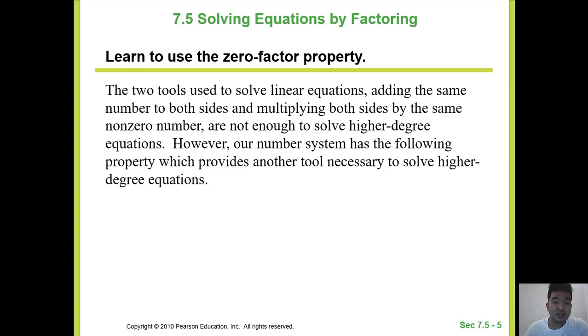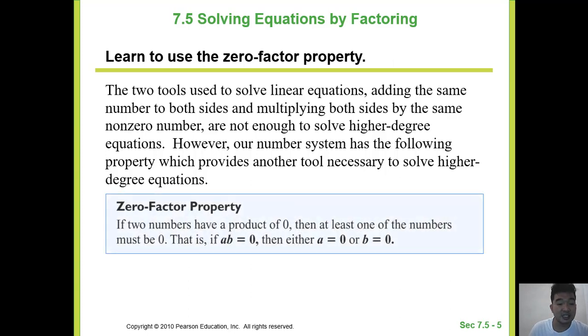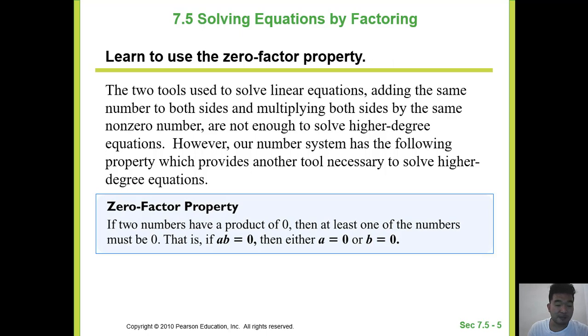The two tools used to solve linear equations, adding the same number to both sides and multiplying both sides by the same non-zero number, are not enough to solve higher degree equations. However, our number system has the following property, which provides another tool necessary to solve higher degree equations, and that is the zero factor property. If two numbers have a product of 0, then at least one of the numbers must be 0. That is, if AB is equal to 0, then either A equals 0 or B equals 0.